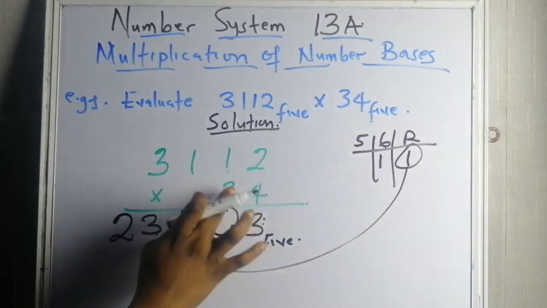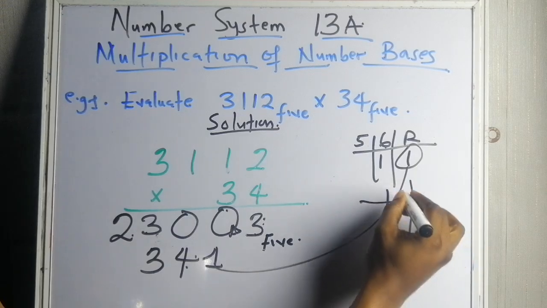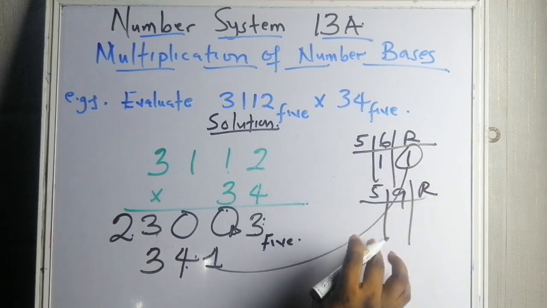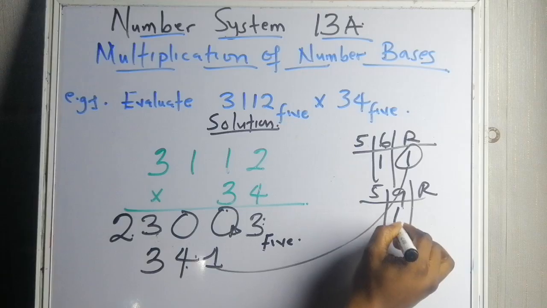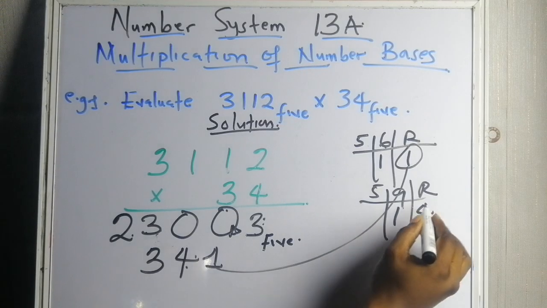So the next one is what? 3 times 3 is what? 9. Okay. You quickly draw your table. 9. Then you have your 5 remainder. How many times 5 can go in 9? 1. It will remain what? 4. Is 4 up to base 5? No, it's not up to base 5.